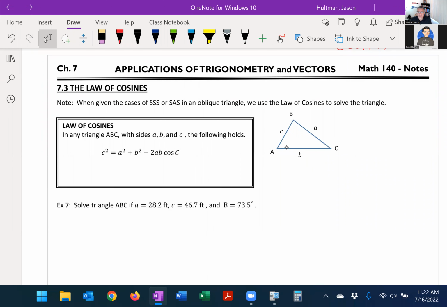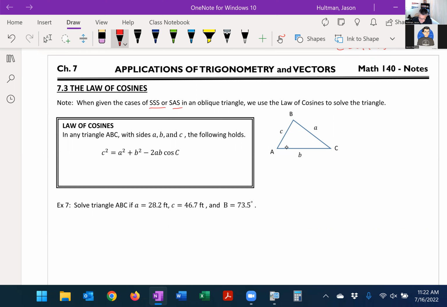Okay, students, welcome to 7.3, Law of Cosines. Note when given cases SSS or SAS in an oblique triangle, we can use the law of cosines to solve the triangle. Law of cosines: in any triangle ABC, with sides A, B, and C, the following holds.